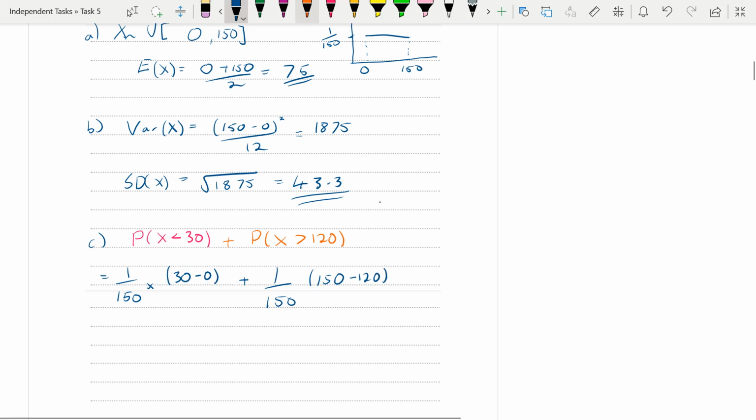the top end. Okay, again, if I'm looking at my graph, 30 would be about here. I'm looking for that area. And then 120 would be about here. I'm looking for this area. Okay, I'm going to times them together and add them. Gives me 60 over 150, or a simplified version of that as well.